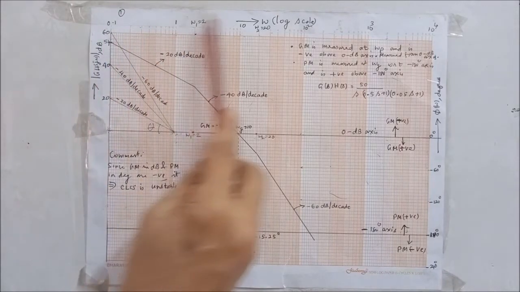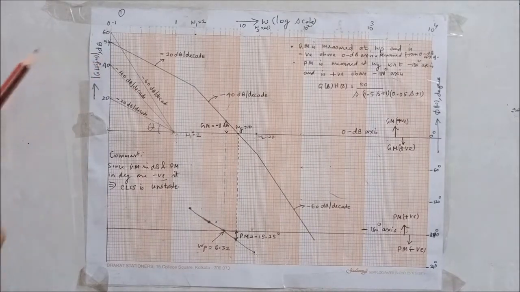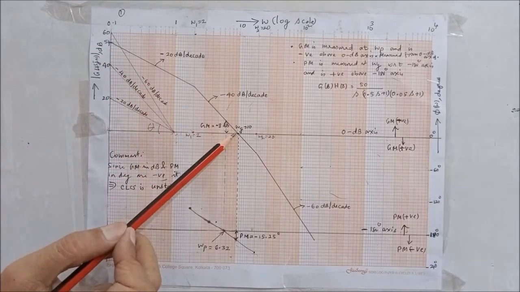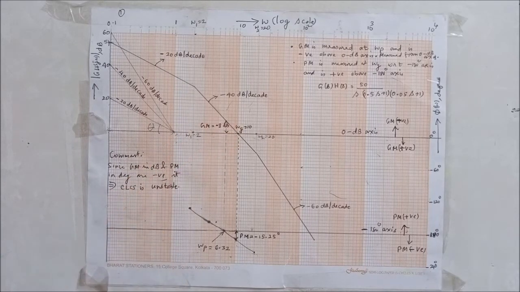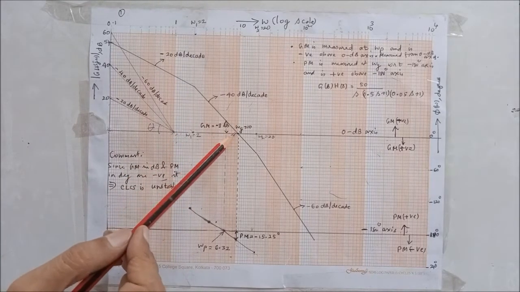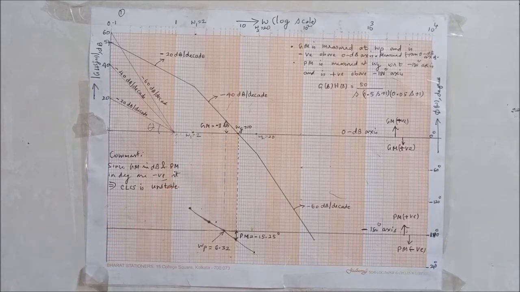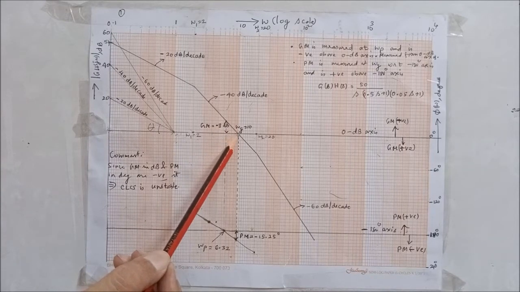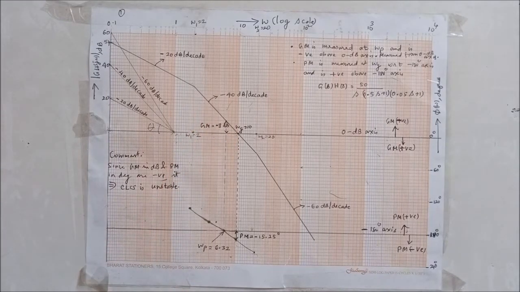This is how the magnitude diagram is drawn. The most critical point here is that the magnitude diagram crosses the 0 dB axis at a frequency omega g equal to 10. This frequency is called the gain crossover frequency. We have seen this frequency while doing the problem on phase margin and gain margin. The gain crossover frequency is the frequency at which the magnitude of GH of j omega is 1.